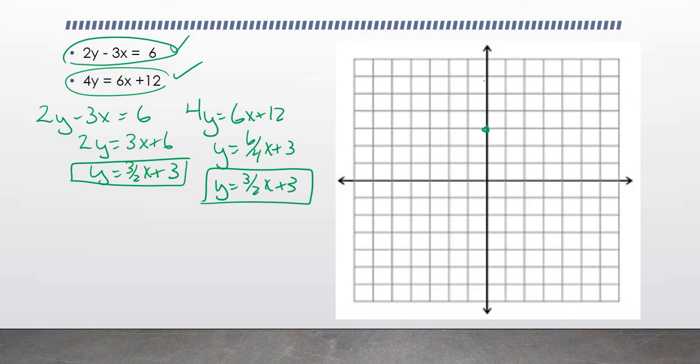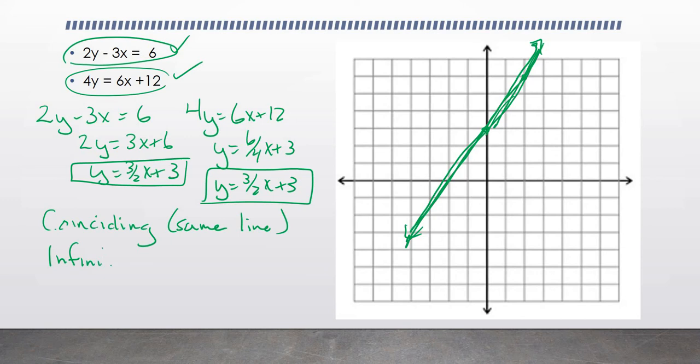So up 3, slope of up 3 and to the right 2. So that's the first line. It's also the second line. So therefore, and I know it doesn't look like it because I wobbled a little bit, but they lie exactly on top of each other. Those are called coinciding lines. It's just a fancy word to say that they are the same line.